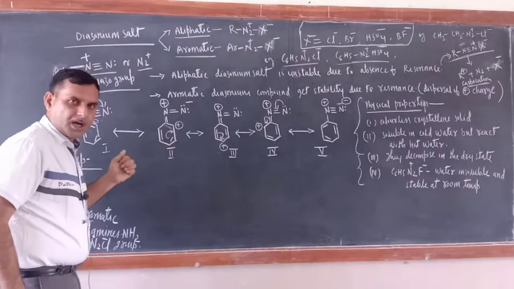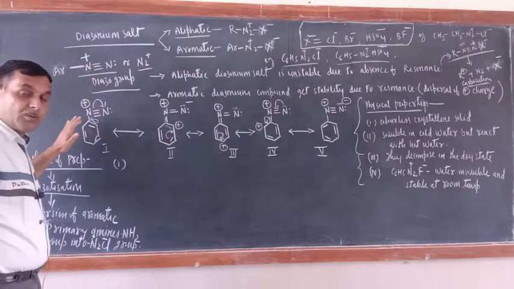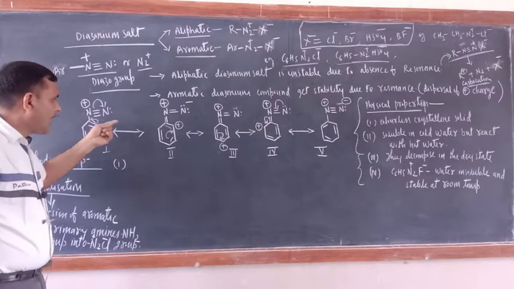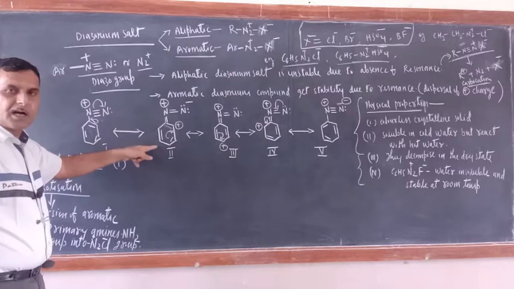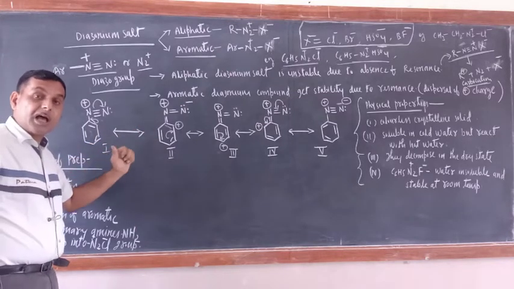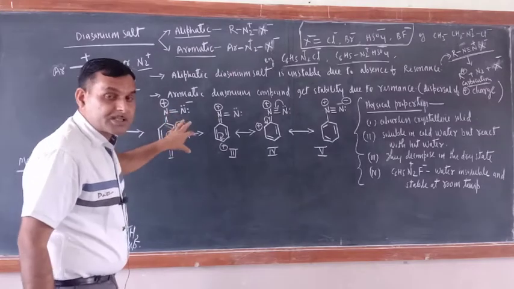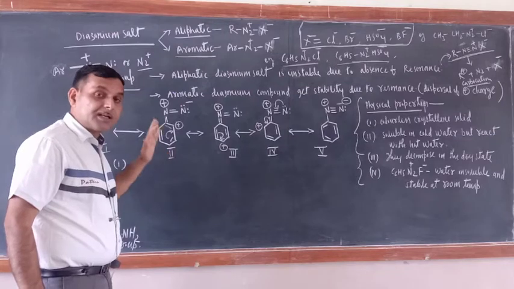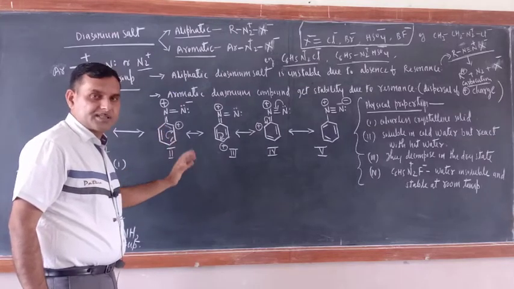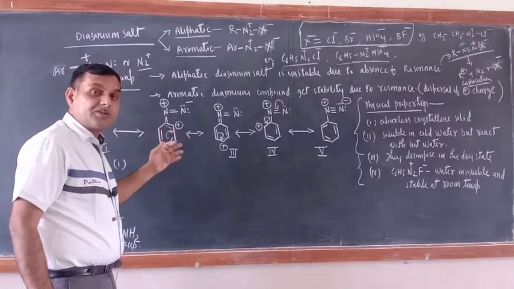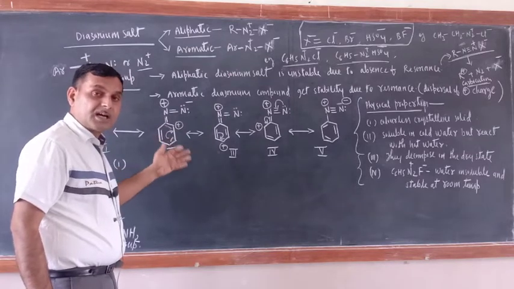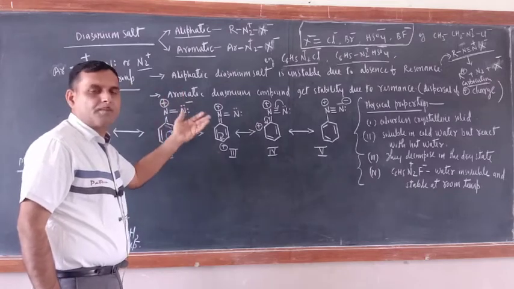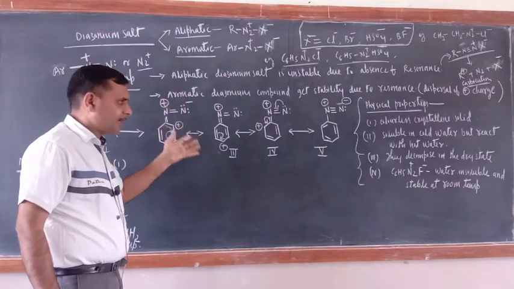In resonance, what is happening is dispersal of positive charge. In the first resonating structure only nitrogen has acquired the positive charge. Now the carbons of the ring have also acquired positive charge. So dispersal of the positive charge of nitrogen has taken place. This is possible because of resonance. That is why aromatic diazonium salts are very much stable. They are not extremely stable, but as compared to aliphatic diazonium salts, they are stable.